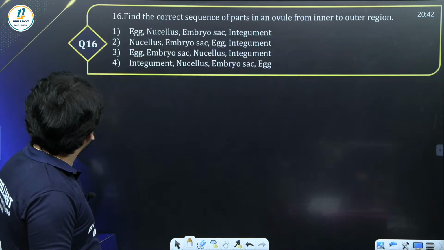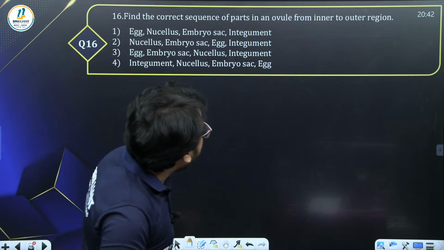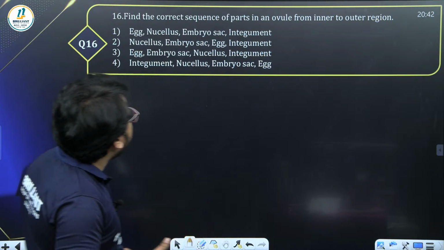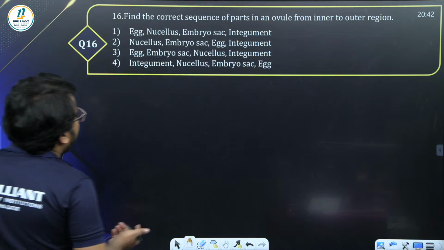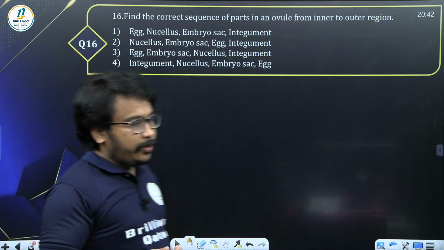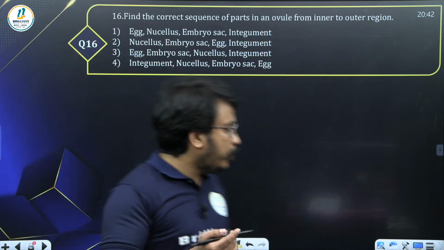Now, find the correct sequence of parts in an ovule from inner to outer region. The ovule structure we have just drawn. In that you have to tell which is coming from inside to outside.